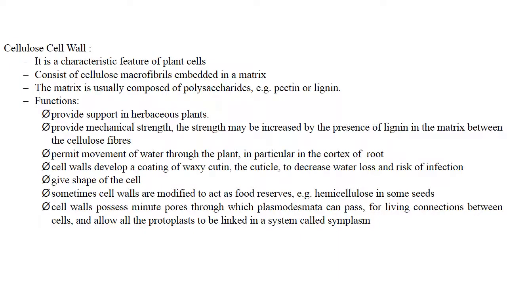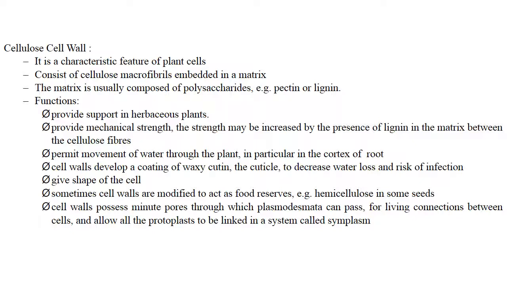It is a characteristic feature of the plant cell, consisting of cellulose microfibrils embedded in a matrix. The matrix is usually composed of polysaccharides like pectins or lignin. Functions include providing support in herbaceous plants and mechanical strength. The strength may be increased by the presence of lignin in the matrix between cellulose fibers.